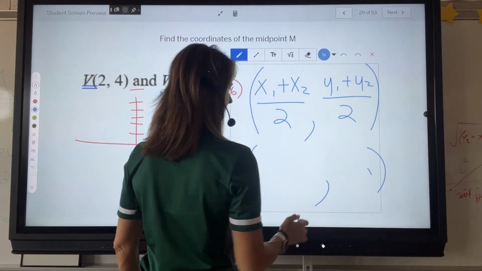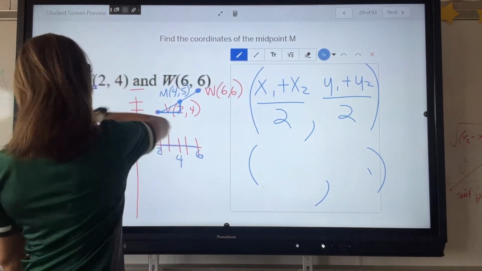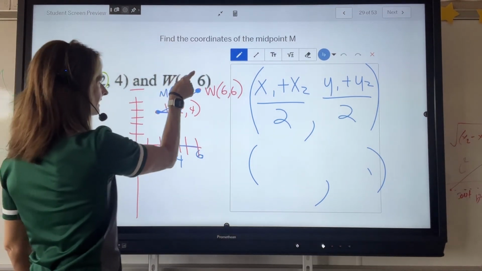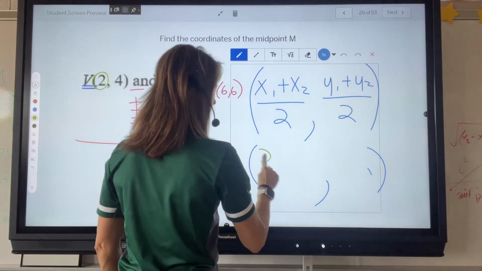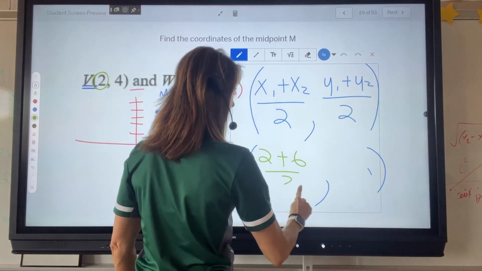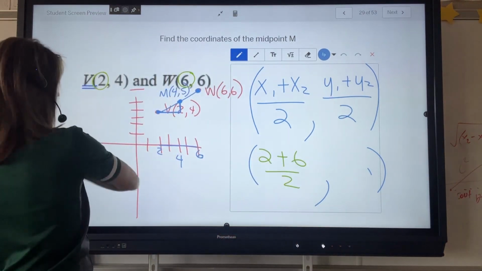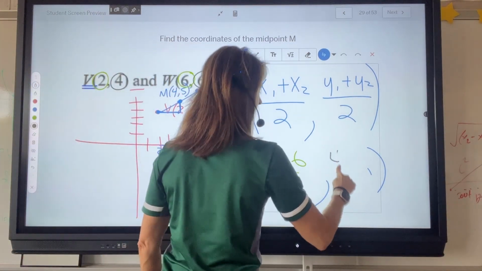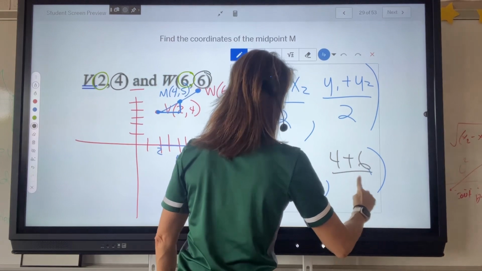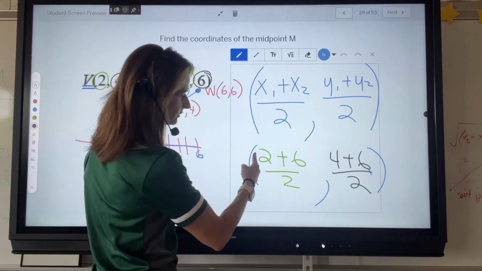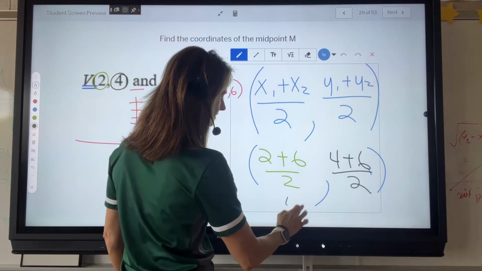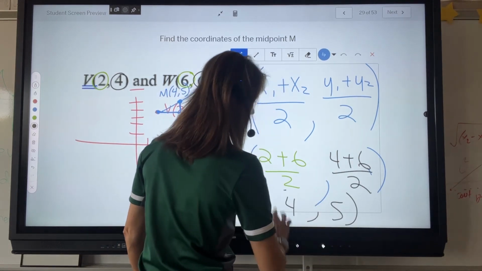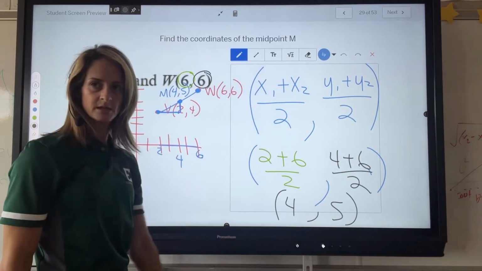So the x coordinates in green are 2 and 6. 2 plus 6 divided by 2. And the y coordinates are 4 and 6. 4 plus 6 divided by 2. So this is 8 divided by 2, that's 4. This is 10 divided by 2, that's 5. That's what it looks like algebraically.